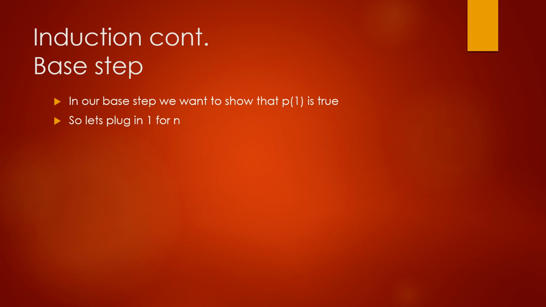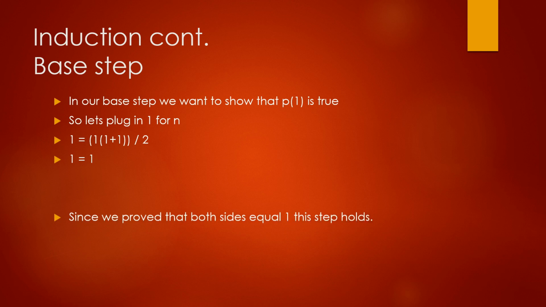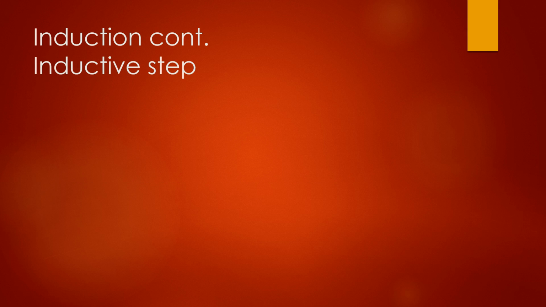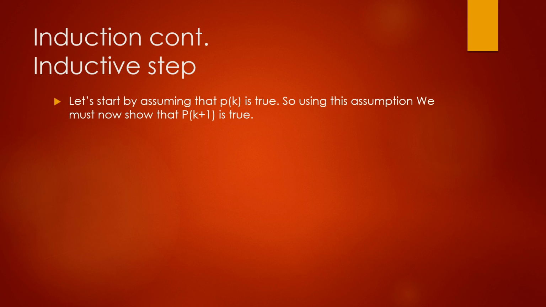So let's plug in 1 for n. And when we plug in 1 for n, we're going to get 1 equals 1 times 1 plus 1 all over 2. So 1 plus 1 is 2, times 1 is 2, 2 over 2 is 1. So 1 equals 1, and since we proved that both sides are equal to 1, this step does hold. So the next step we'll be conducting is our inductive step. So we're going to start by assuming that p of k is true. So using this assumption, we must now show that p of k plus 1 is also true.